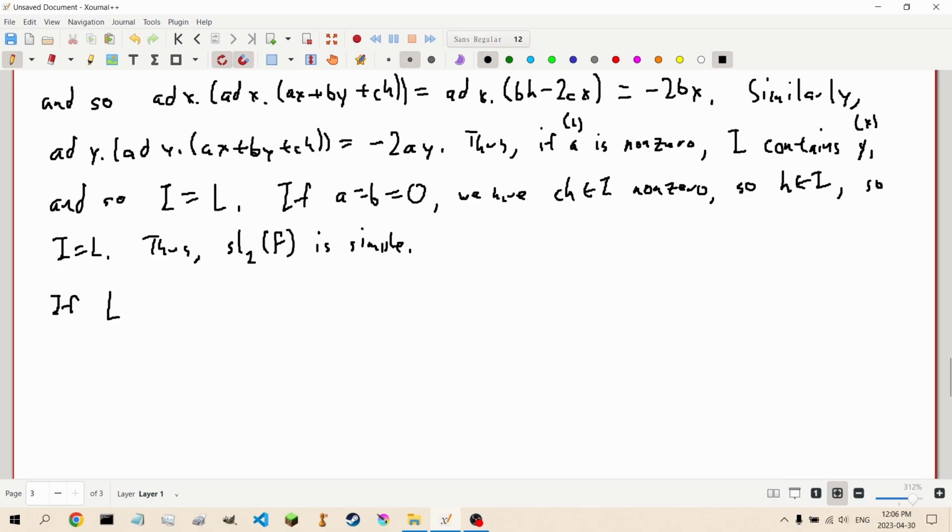So if L is a Lie algebra, I don't know if I should be capitalizing Lie here. Yeah, it looks like they do in the book.